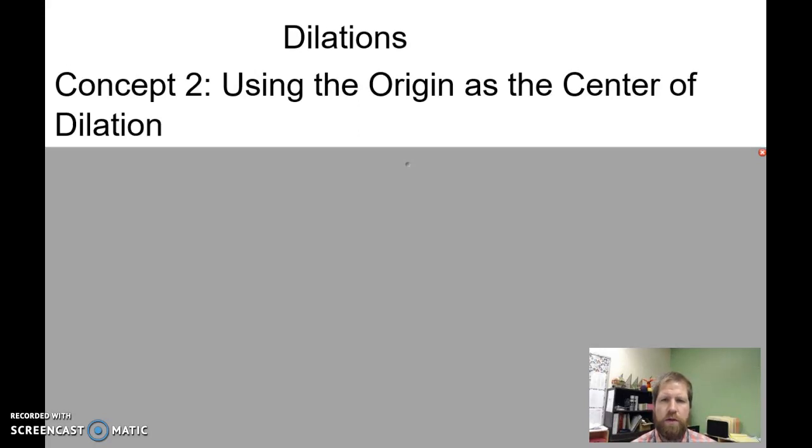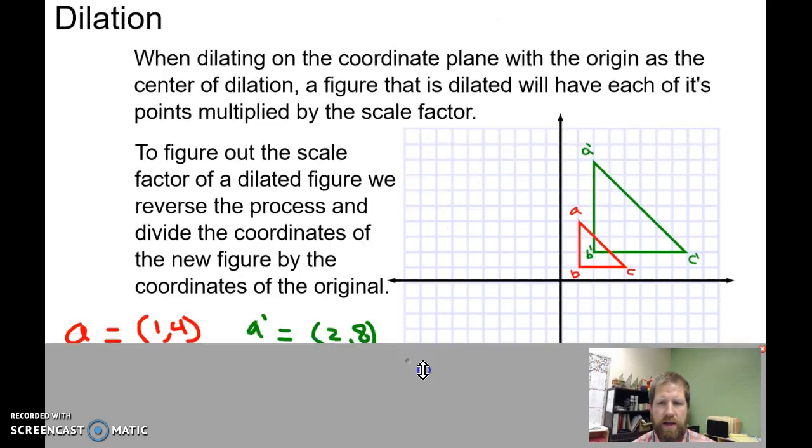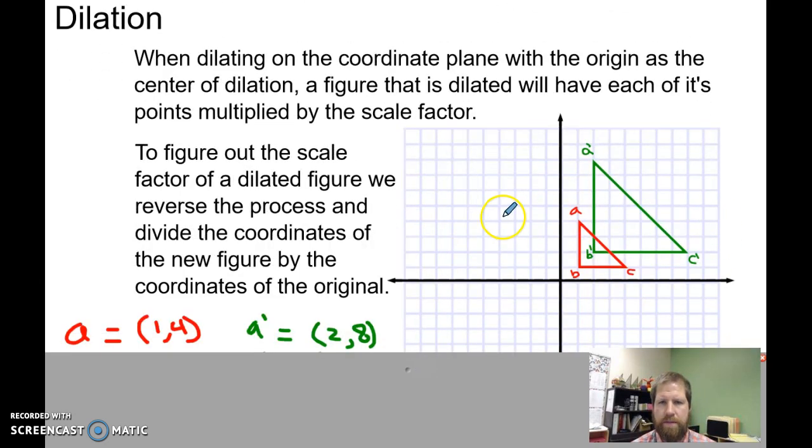Concept 2, using the origin as the center of dilation. So when we are dilating a figure that's on a coordinate plane, this year we're always going to use the origin as our center of dilation. And that makes it much easier than if we were using some random point somewhere else on the coordinate plane. You'll get into that in future math classes, but not in this one.